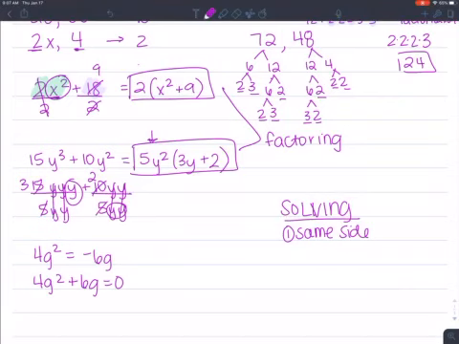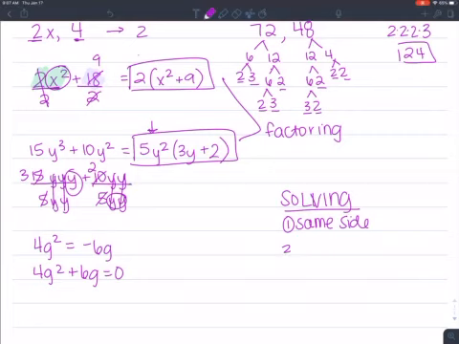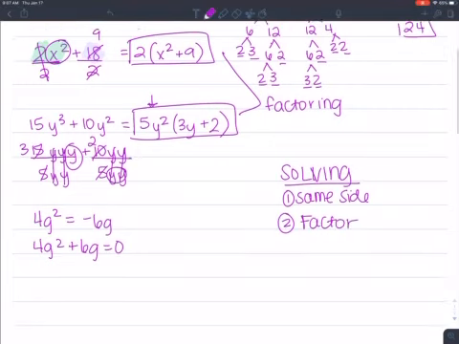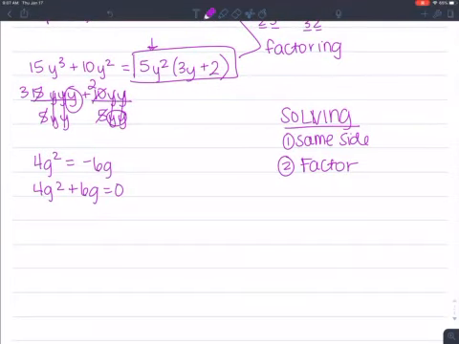So first thing we have to do is get everything on the same side. Then we're going to look to factor. So can we factor out a GCF? Our GCF here is going to be 2, because 2 goes into both 4 and 6. And then the most number of g's that they have in common is 1g, so 2g, since they both have variables. So 2g times 2g will give us 4g squared. 2g times 3 will give us 6g.